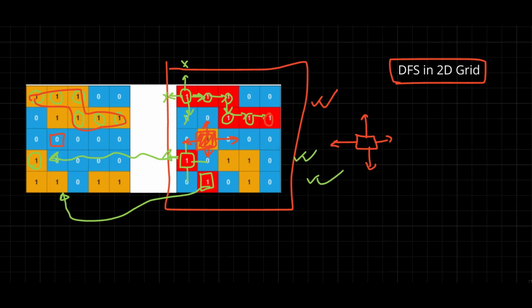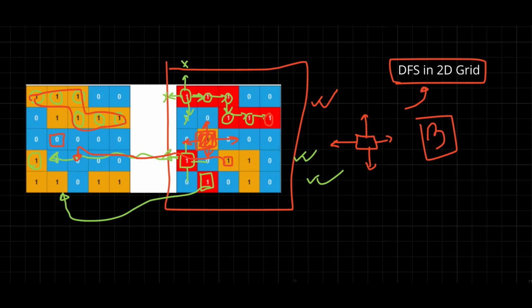But for this node 1, the corresponding node, which is this, is exactly equal to 0. That means it is land, but it is water. So this one cannot be a part of any sub-island. So here we can see that we can find 3 sub-islands by using DFS in a two-dimensional grid. And this is how we're going to solve this problem. I hope you understood the algorithm.